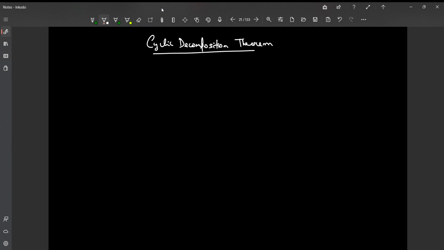And there is a certain statement regarding uniqueness of the cyclic decomposition theorem. That uniqueness part we are also going to keep for the next lecture. So the cyclic decomposition theorem is broken down into four specific steps. We are going to prove step 1 and step 2 in this lecture, and step 3 and step 4 in the next lecture. Okay, let's first start with the statement.